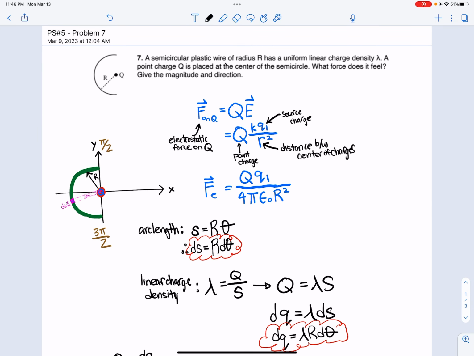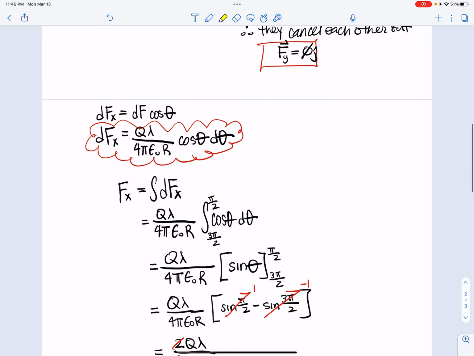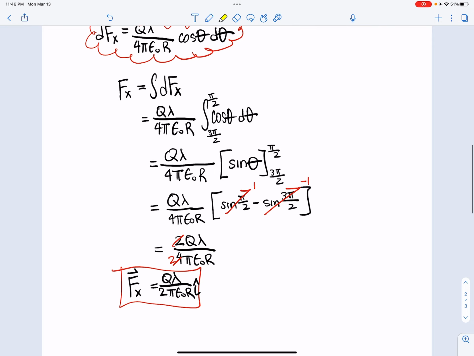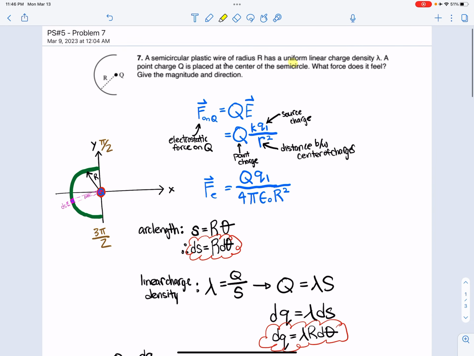I'm not sure. Again, I was confused because I didn't understand if this semicircular plastic wire of radius r had a positive charge or a negative charge. I understood that the linear charge density is lambda and that it's uniform, but I'm not sure if the charge here is positive or negative. So I'm a little confused by this problem, but hopefully the concept did help you understand this.